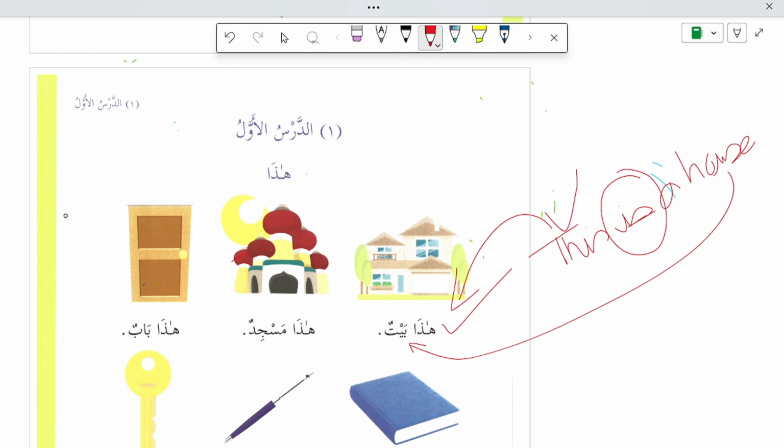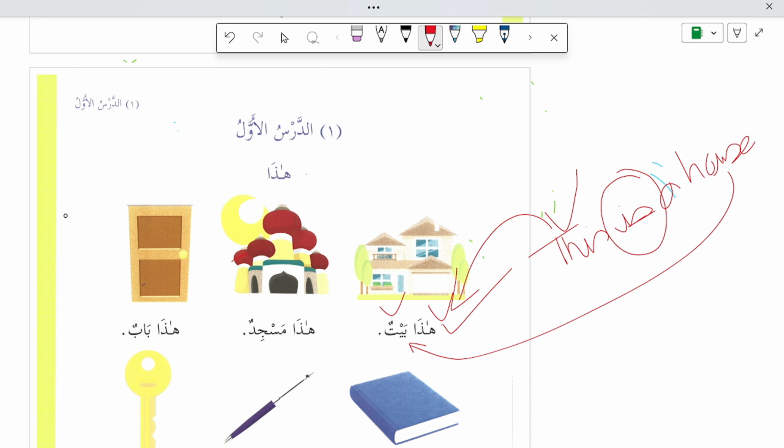Where is it coming from? There is no word for "is." Then how are we translating it? This is a house. It is implied here in the context. Yes, exactly. In Arabic, there is no word for "is." So in Arabic, we use two words, which are haza and baytun.